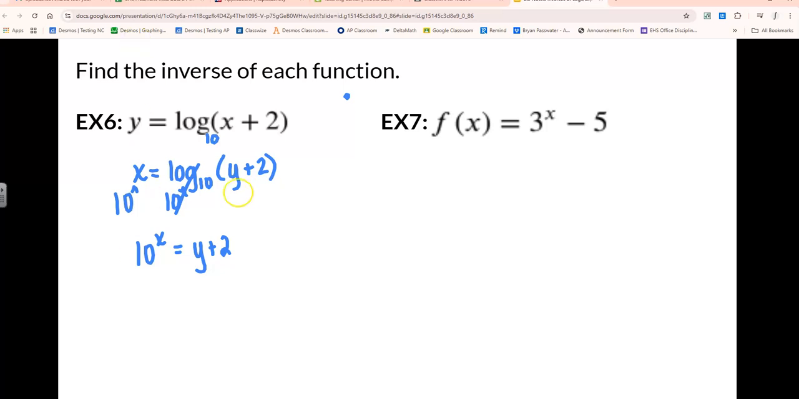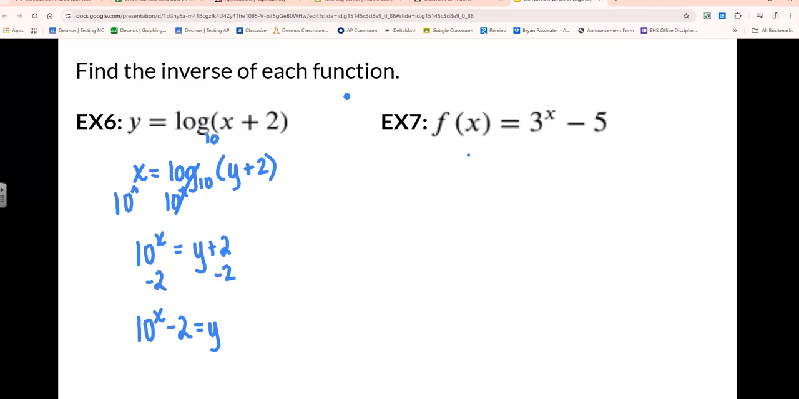Here. So base is 10. Switch your x's and y's. To get rid of that log, that's the first thing you have to do here. You're going to do 10 to the power. 10 to the x equals y plus 2. Last step is just to subtract that 2. Whenever you subtract the 2, you're not taking it away from the 10. You can't take it away from the exponent. It is just 10 to the x minus 2. There. Okay?